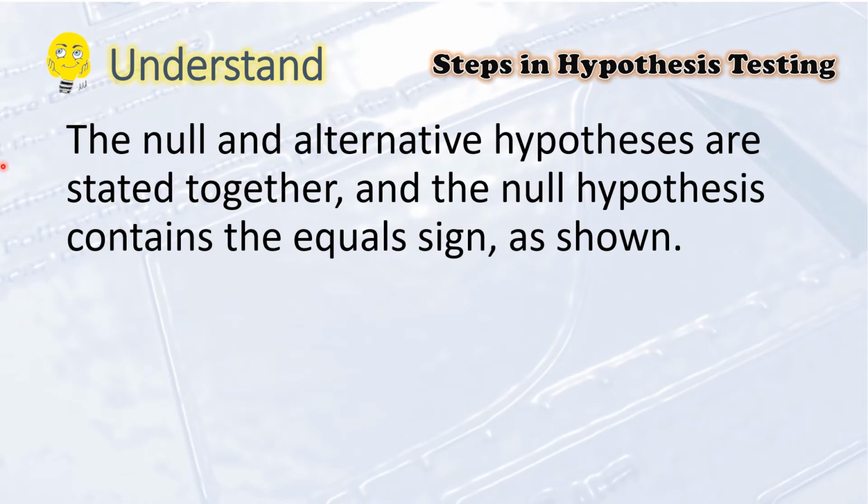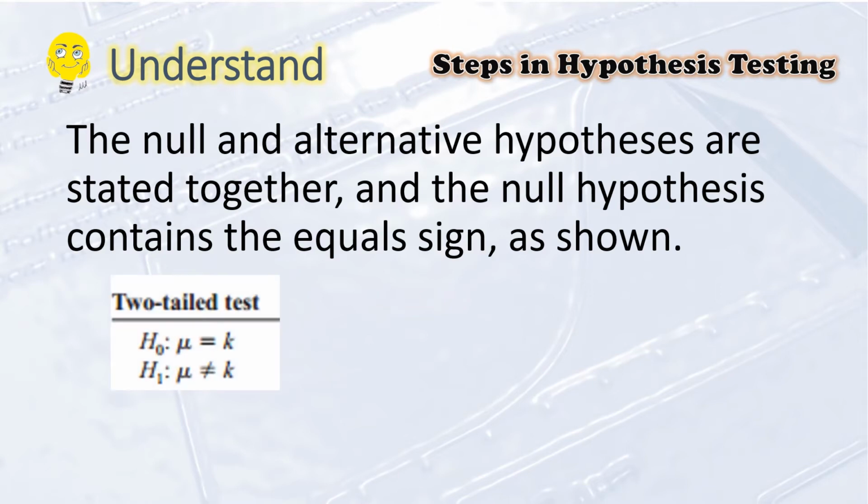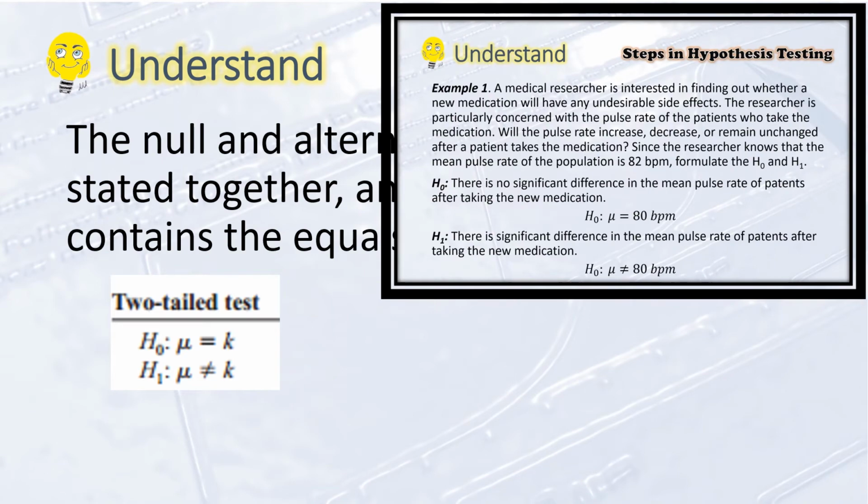The null and alternative hypotheses are stated together, although in some researches, only the null hypothesis is given. The null hypothesis contains the equal sign as shown. For a two-tailed test, the null hypothesis is written as mu is equal to k and the alternative hypothesis as mu is not equal to k. So of the three examples, example number 1 is a two-tailed test.